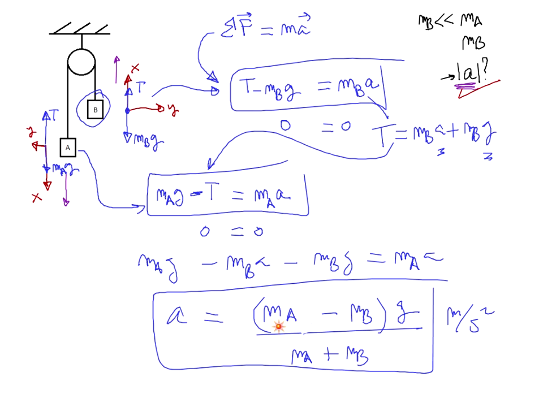m_A better be positive, because m_A is the one that provides a positive acceleration. And then the bigger m_B will be, the less the magnitude of a will be. So it goes against it. That's why we have a negative sign. Okay? Question on a basic Atwood system?